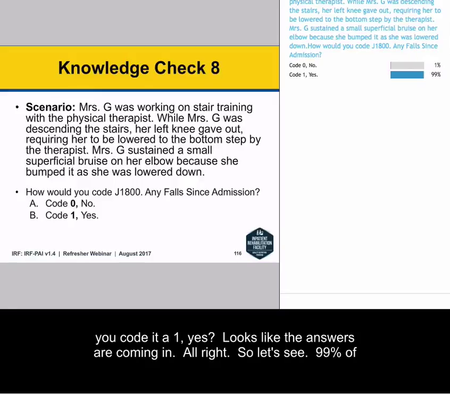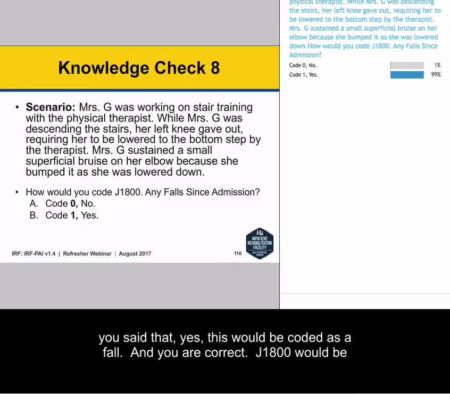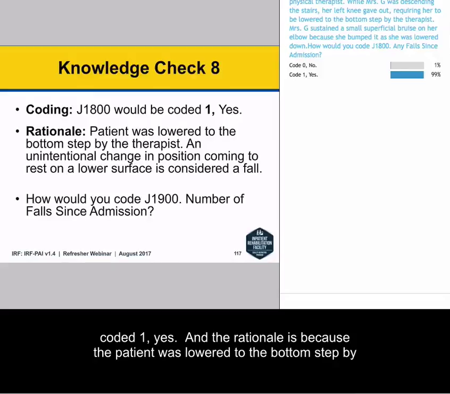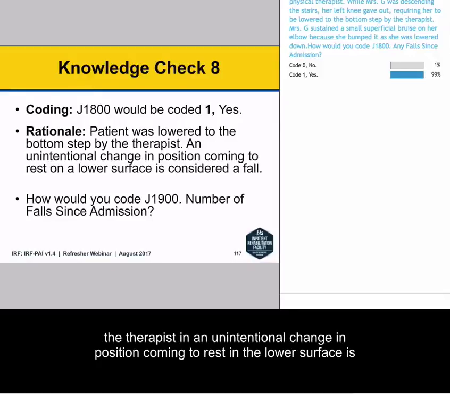Okay, looks like the answers are coming in. All right, so let's see. 99% of you said that yes, this would be coded as a fall. And you are correct. J1800 would be coded 1, yes. And the rationale is because the patient was lowered to the bottom step by the therapist, and an unintentional change in position coming to rest on the lower surface is considered a fall.